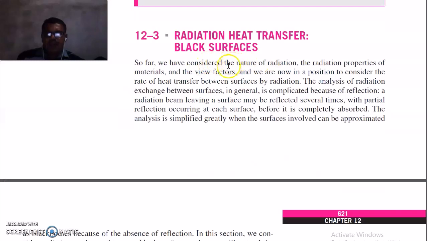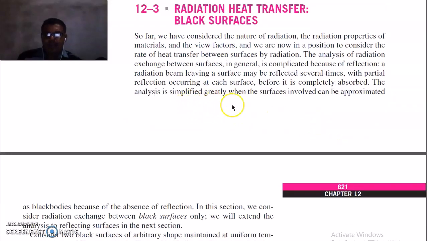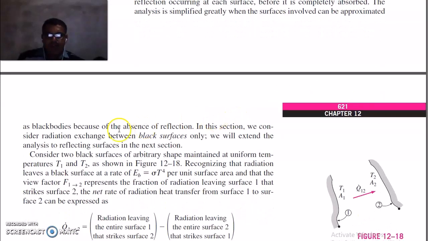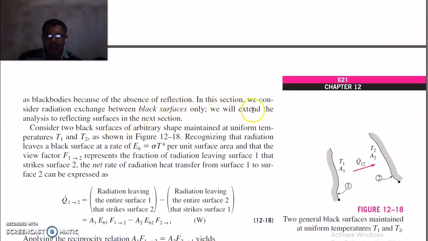Radiation heat transfer, black surfaces. So far we have considered the nature of radiation, the radiation properties of materials, and the view factor, and we are now in a position to consider the rate of heat transfer between surfaces by radiation. The analysis of radiation exchange between surfaces in general is complicated because of reflection. A radiation beam leaving a surface may be reflected several times, with partial reflection occurring at each surface before it is completely absorbed. The analysis is simplified greatly when the surfaces involved can be approximated as black bodies because of the absence of reflection. In this section we consider radiation exchange between two black surfaces.